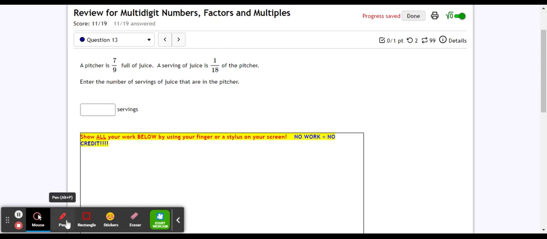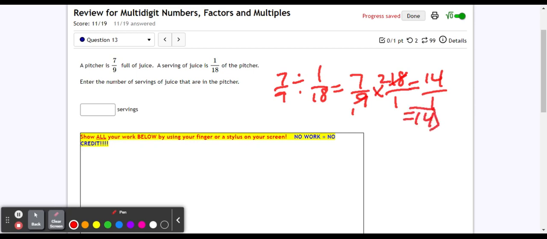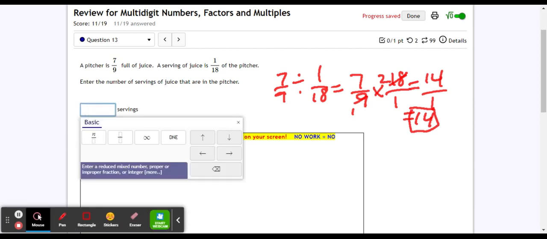Next, we have a pitcher 7/9 full of juice. A serving is 1/18, so how many servings are in the pitcher? It's how many 1/18s fit into 7/9. So 7/9 divided by 1/18. That's 7/9 times 18 over 1. 1 and 2, that's 14 over 1, which is 14. Okay, so 14 should work in here.